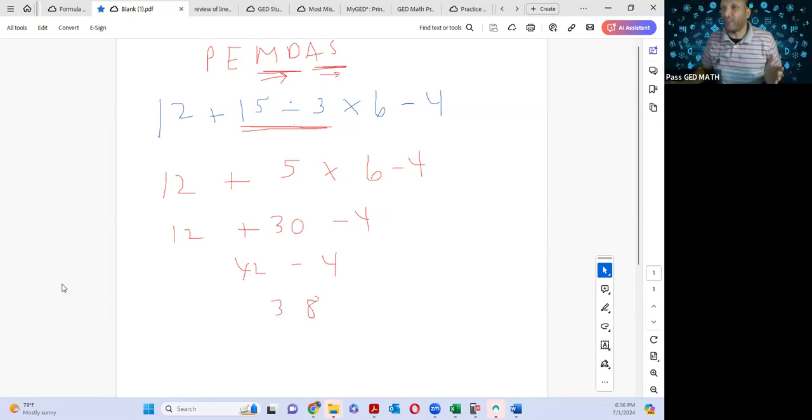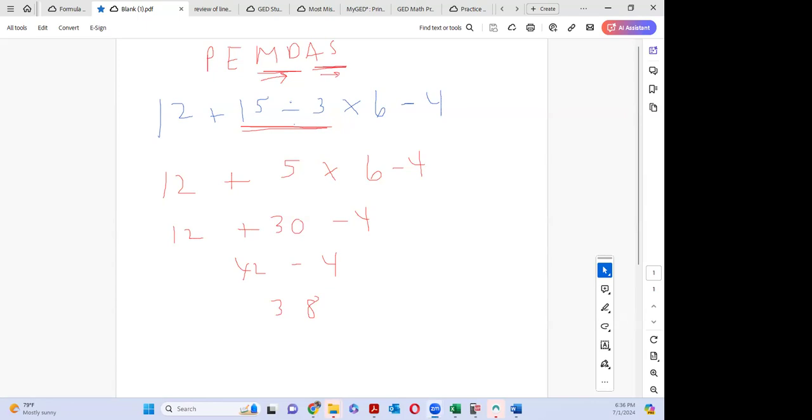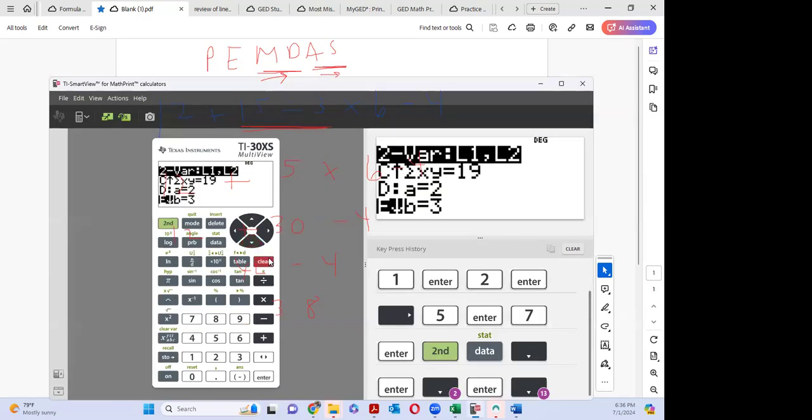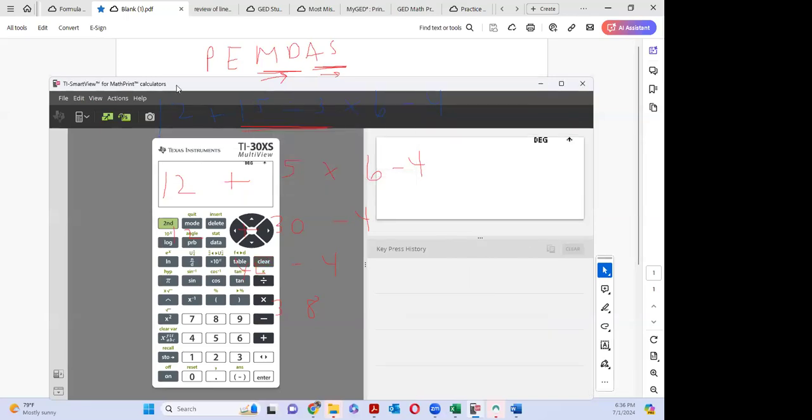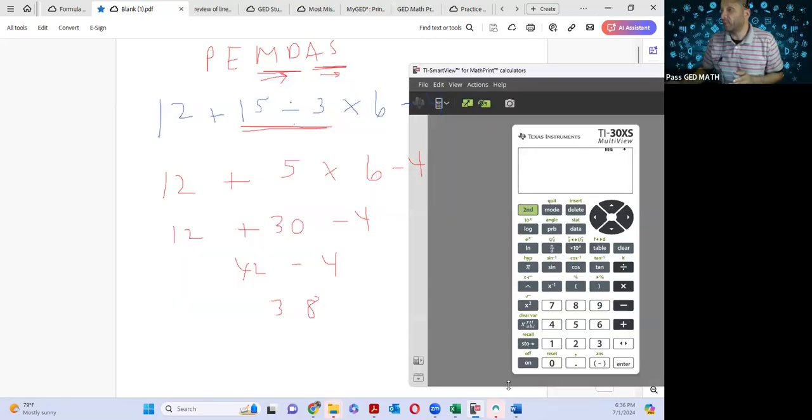Remember, we have the most useful tool. And listen, I can't say this enough. If you take this exam and you don't name your calculator, like you literally don't give it a name, that means you haven't used him enough. Because your calculator should be your best friend going into this GED exam. That's my friend. So let's put it in. 12 plus 15 divided by 3 times 6 minus 4.